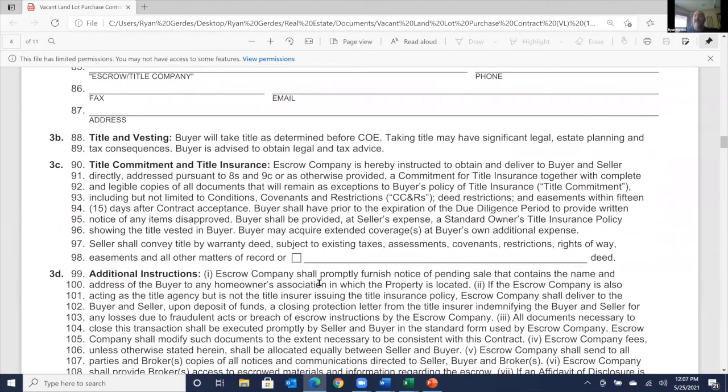Title commitment and title insurance. Both buyer and seller are required to get title insurance on the buy and sale of their property to ensure that no one comes knocking at their door in the future saying that they're owed money or anything like that. So it is actually a requirement here in the state of Arizona.